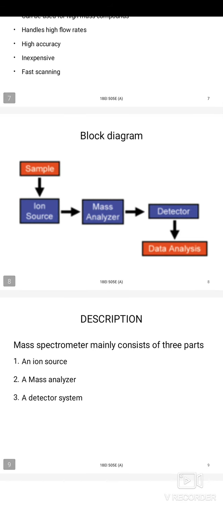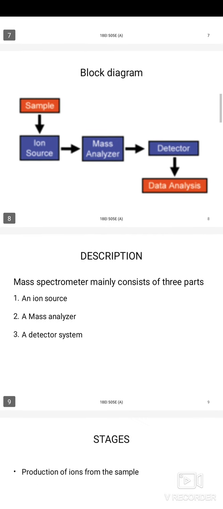We can draw the block diagram of mass spectrophotometer. First block, which indicates the sample. The sample is passed to the next block, ion source. Next block, mass analyzer. Then detector. The detector output is given to the data analyzer.